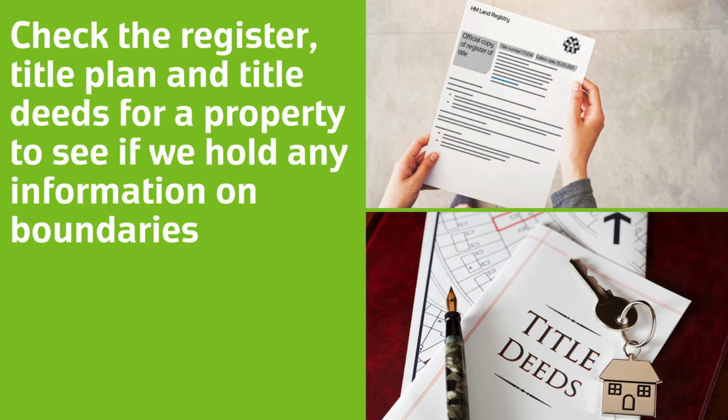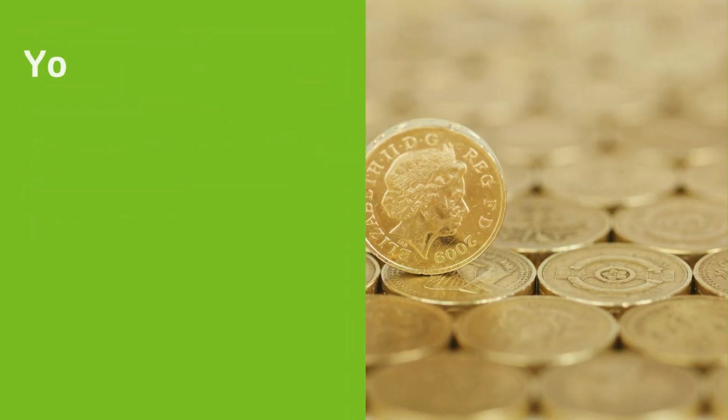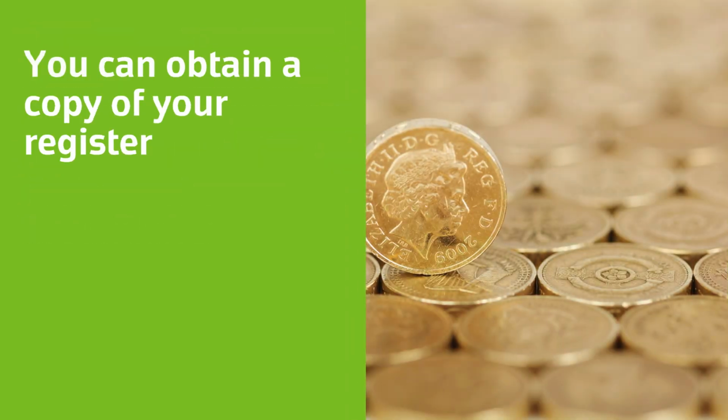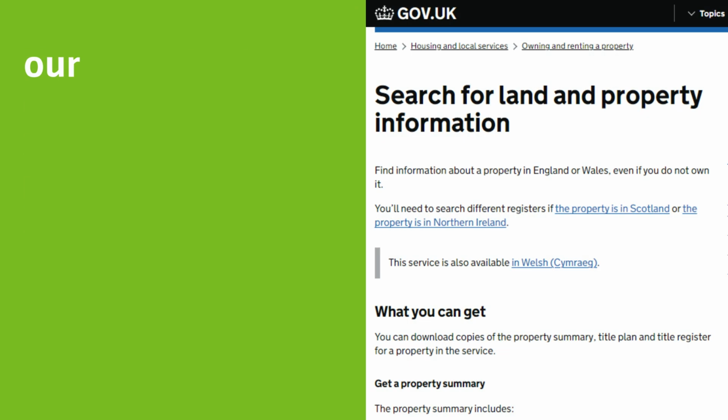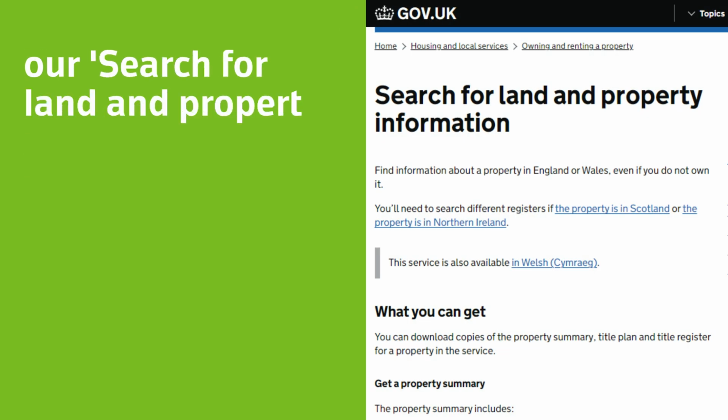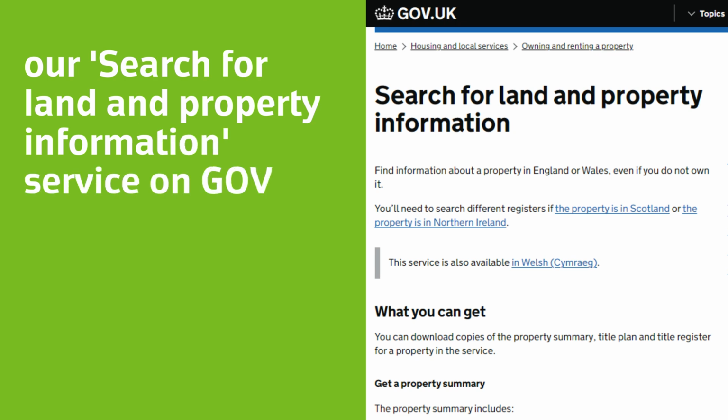You can obtain a copy of your register and title plan for a small fee via our Search for Land and Property Information service on gov.uk or via post. If we do hold information about the property boundaries, you may come across a register entry that looks like this.